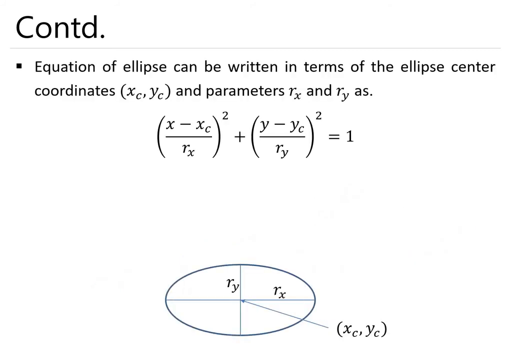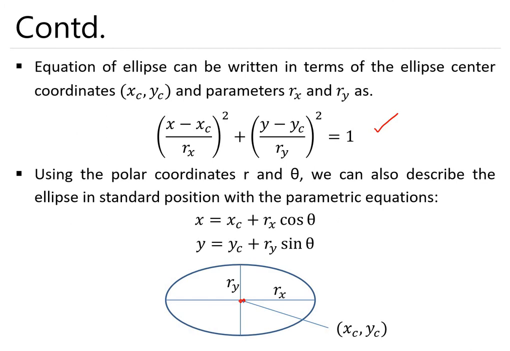Now, the equation of an ellipse can be written in terms of the ellipse center coordinates xc, yc, and parameters rx and ry. This is your ellipse center xc, yc, and a parameter, that is the radius on the y-axis or the minor axis, and rx, the radius on the x-axis or the major axis. Okay, so this is your formula: ((x minus xc) divided by rx) whole square plus ((y minus yc) divided by ry) whole square is equal to 1.